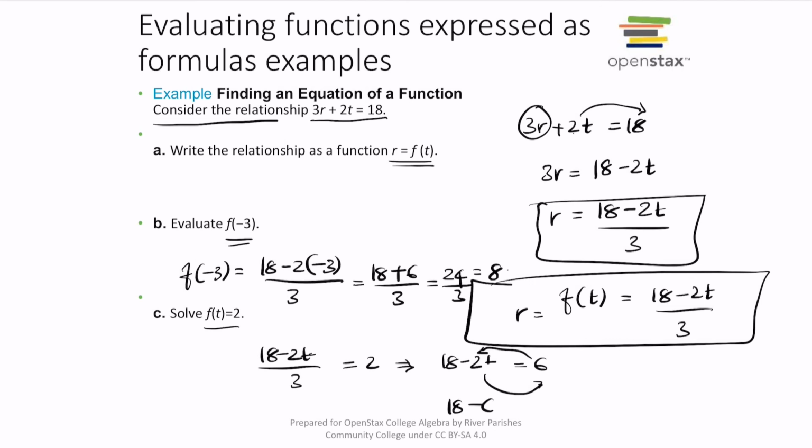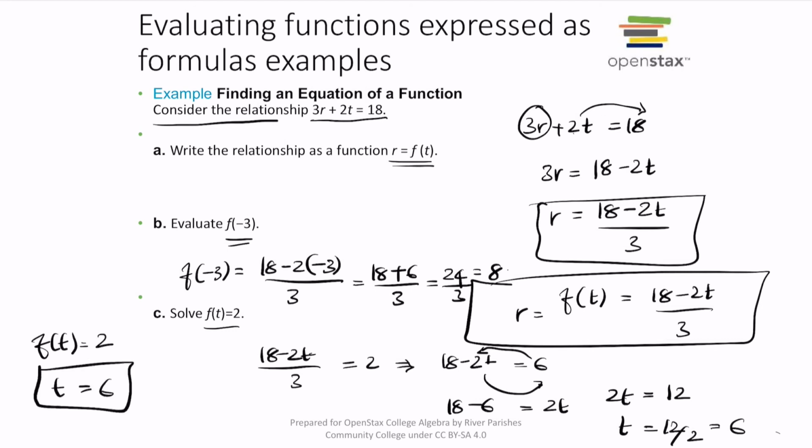So 18 minus 6 equals 2t. 2t equals 18 minus 6 is 12. So t equals 12 over 2, which is 6. So if f of t equal to 2, then t is equal to 6. Which means that f of 6 equals 2. So this is the answer.